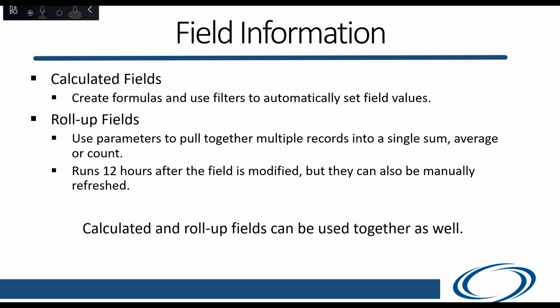Things to note with the roll-up field: it runs 12 hours after the field is modified, but you can also manually refresh a record as well. So you can manually refresh the roll-up. With that, when you are manually refreshing roll-ups, there is a cap of 50,000 records. If you have more than 50,000 records, which is usually unlikely, but you could, you would receive an error when trying to manually refresh. It could only run during the overall system job that automatically rolls up those fields.